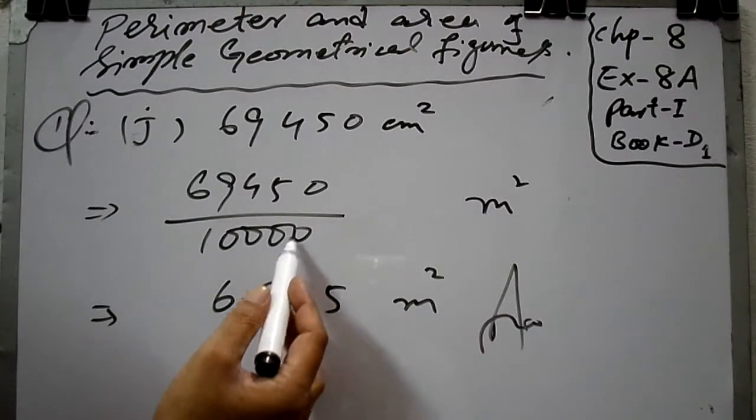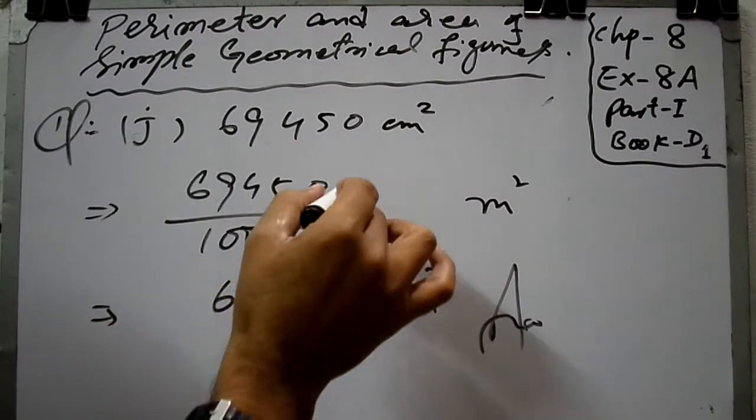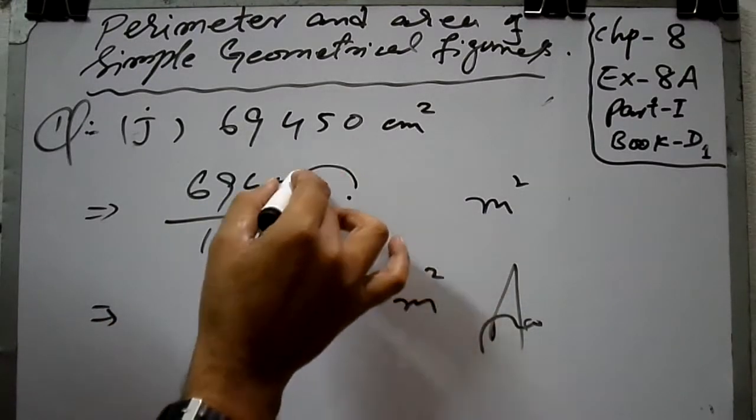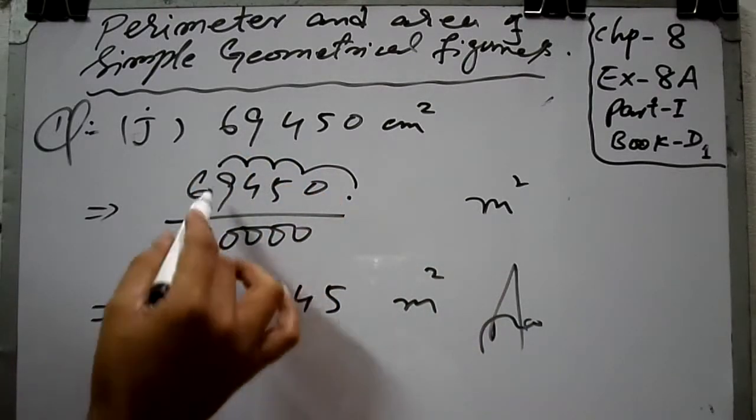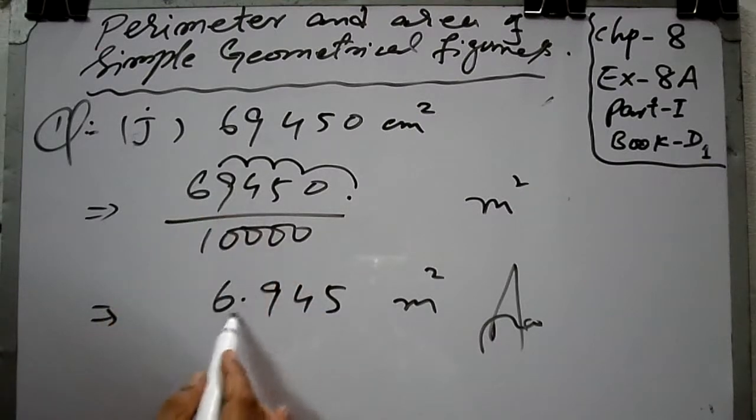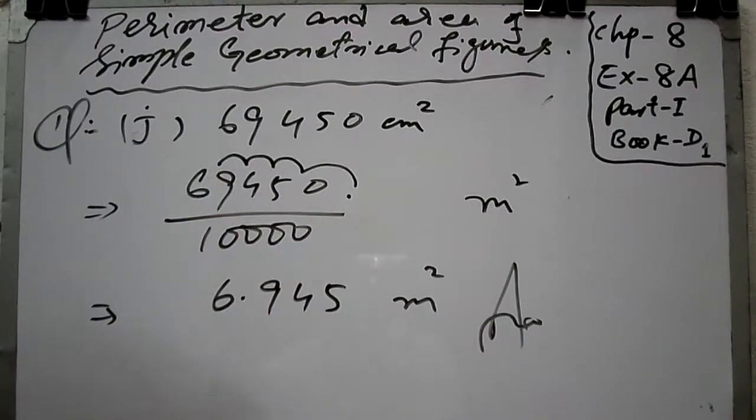Because when you divide, when there is no decimal, it means the decimal lies at the end. So shift here 1, 2, 3, 4. Because there are 4 zeros, so the decimal should be 6.9, 6.94. So that is your result. Now coming to the question number 2.